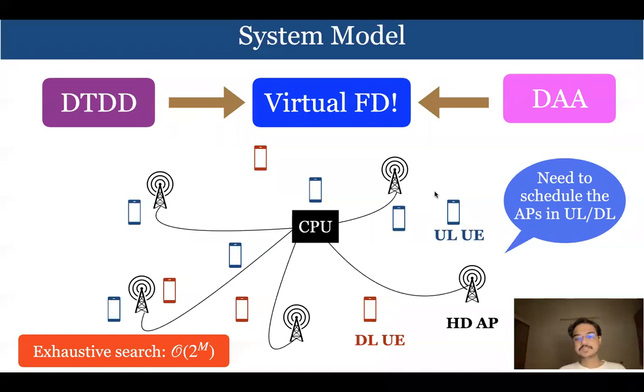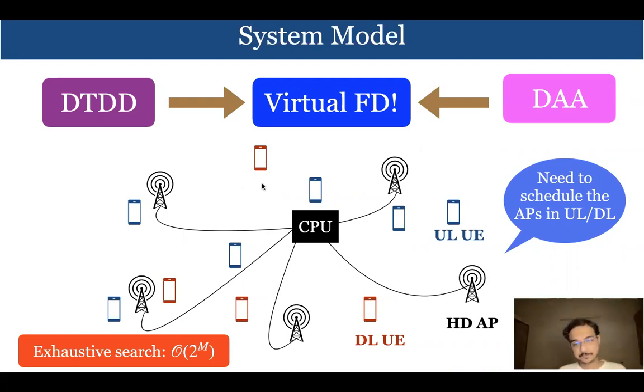So we consider a distributed antenna array massive MIMO system. Here the access points or the antenna arrays are distributed over a geographical area and they jointly and coherently serve the user equipments.